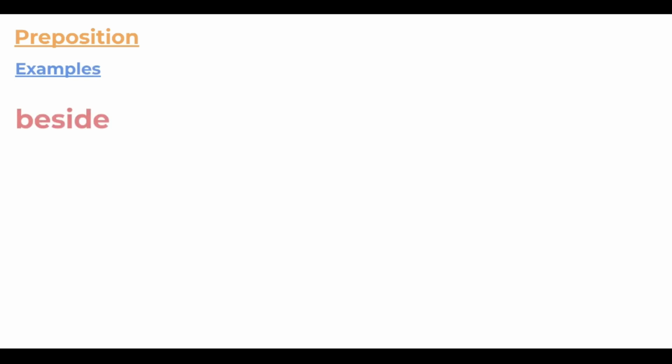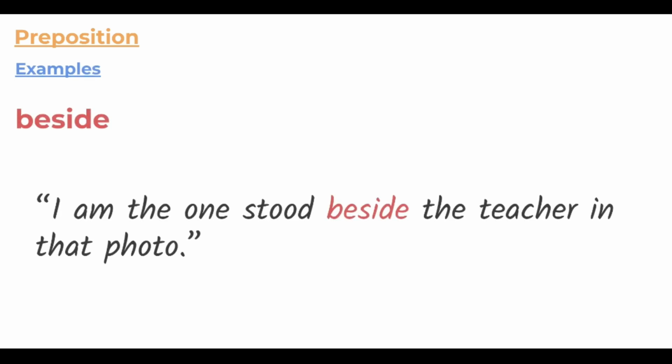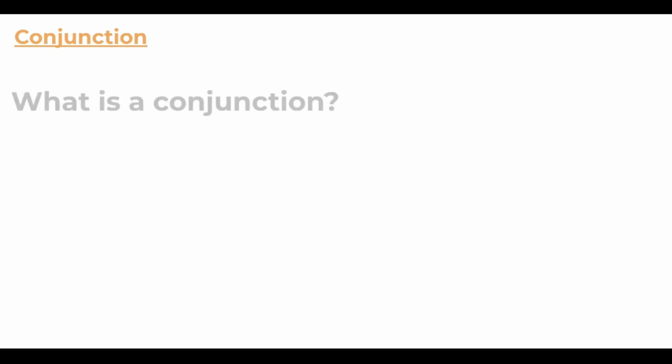Okay, another example, beside. I am the one stood beside the teacher in that photo. So we're thinking about the direction where this subject is here. I is in relation to the teacher. Okay, so prepositions are really useful to show the relationships between the nouns, as we've seen.